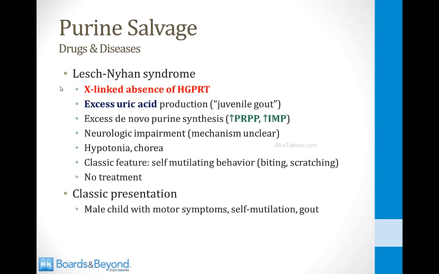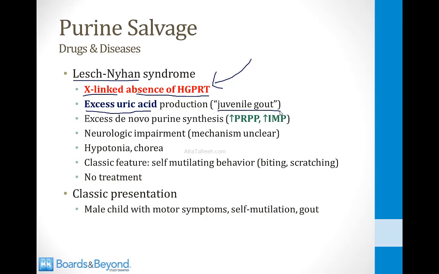A final clinical tie-in with the purine salvage pathways is a rare disorder called Lesch-Nyhan syndrome. This is an X-linked disorder where children are born with absence of the HGPRT enzyme. Recall that HGPRT is important for salvaging the purines hypoxanthine and guanine. So if you do not have HGPRT, you cannot salvage those purines, and thus they will get converted to uric acid. Therefore, these children have excess uric acid in their plasma, and this condition is sometimes called juvenile gout.